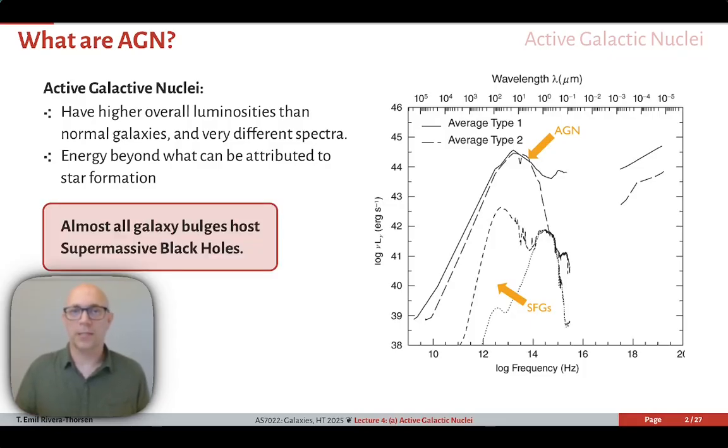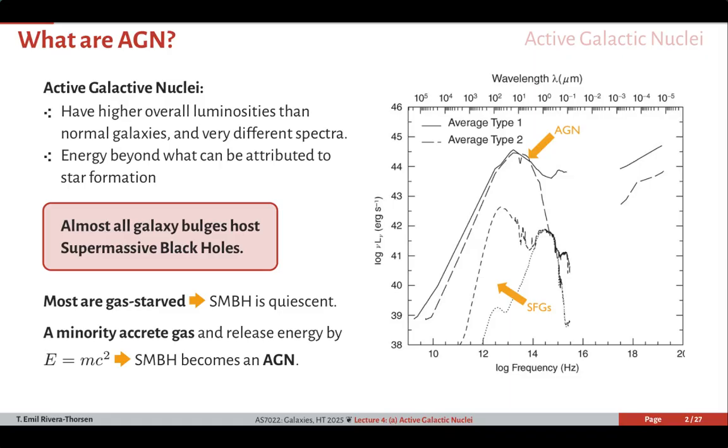Almost all galaxy bulges host supermassive black holes, but not all galaxy bulges host AGN. And that is because, of course, to have an AGN, it is not enough to have a supermassive black hole. You must also have some nearby gas that it can guzzle up, and in that way give rise to this emission of excess energy.